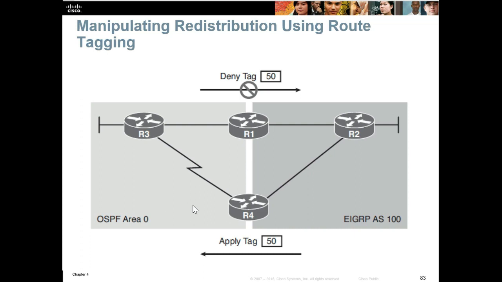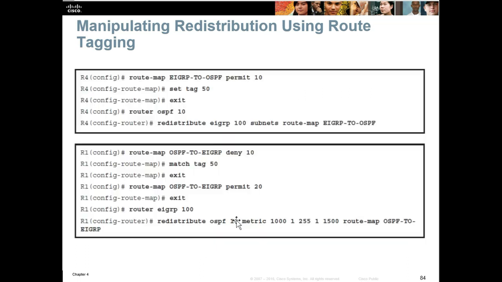Okay, so kita tak nak routing loop kan, kita tak nak redistribute balik. So kalau dia lalu kat sini, maksudnya router 1 ni dapat this route. Okay, then we want to do something. Okay, and we want to match lah. Okay, ada tak routes yang ditanda nombor 50. Okay, so the route map is called OSPF to EIGRP.